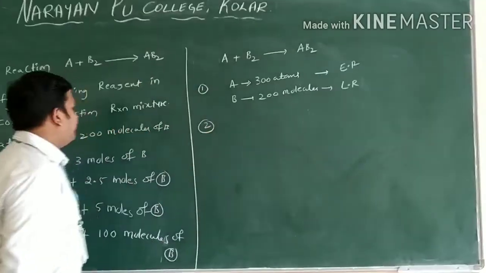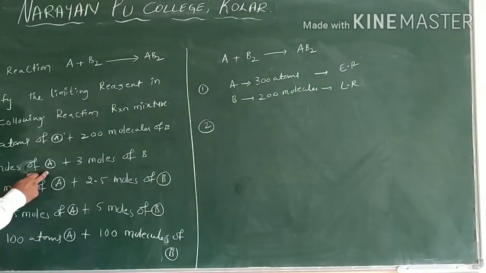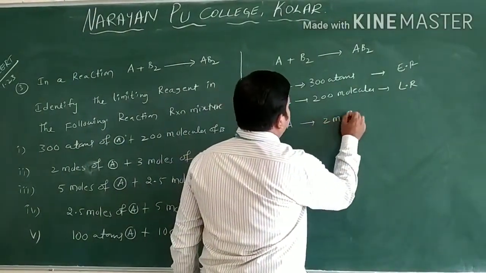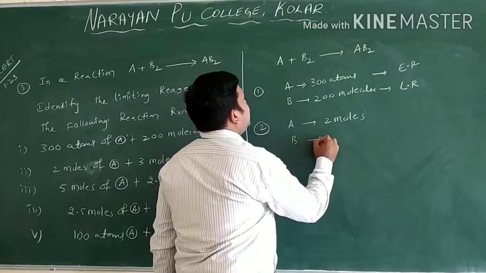See question number 2 we have: 2 moles of A and 3 moles of B. A is 2 moles, B is 3 moles.